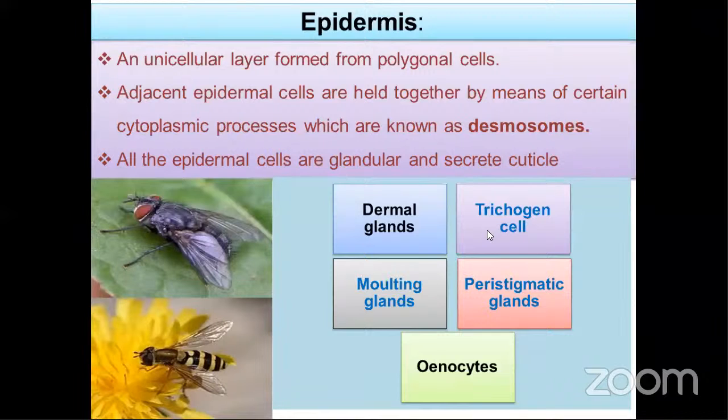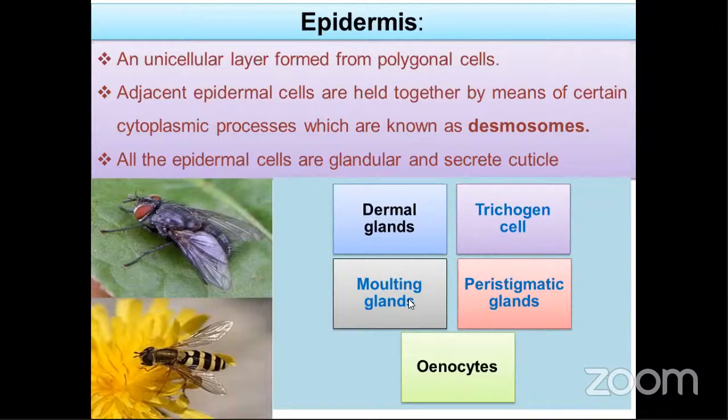Trichogen cell means hair-like setae, trichomes, nothing but hairs. In our body, different types of hairs are there. In the head region, one type of hair is there. Like that, the insect body is covered with hairs. But from the entomology point of view, we call them trichomes, trichogen cells.